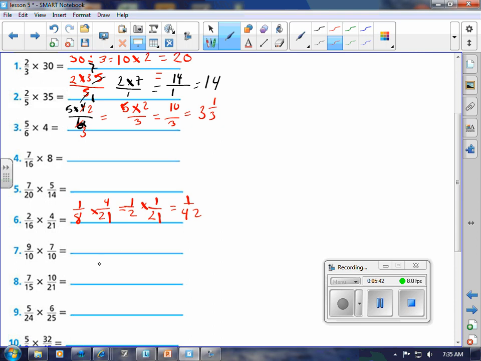Let's try another one down here. I'm just going to do 10 times 10, which is 100. And I'm going to do 9 times 7, which is 63. And I'm going to be done with that problem.